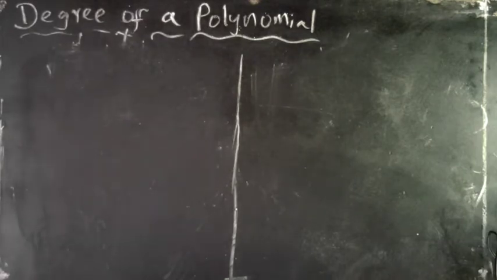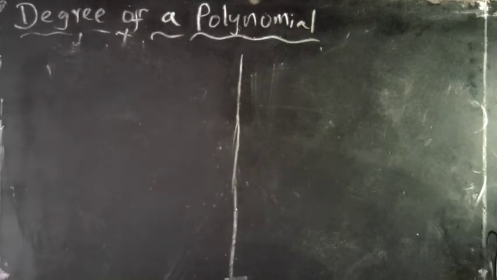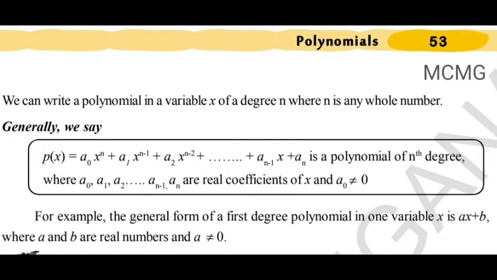Okay, my dear students, can you write a polynomial in one variable of degree n for any natural number n? Now see the slide, what is given. See, my dear children, this is the general form of a polynomial of nth degree, where n is a whole number.